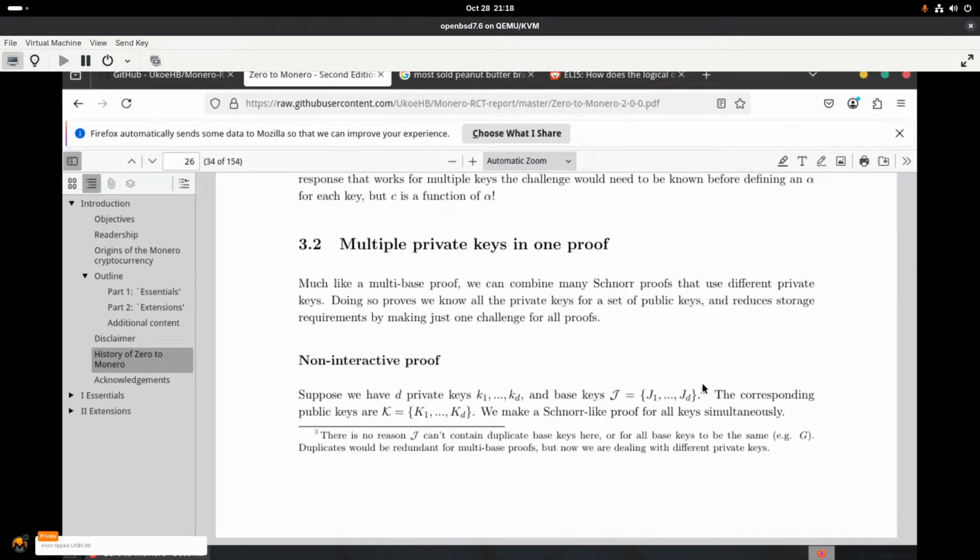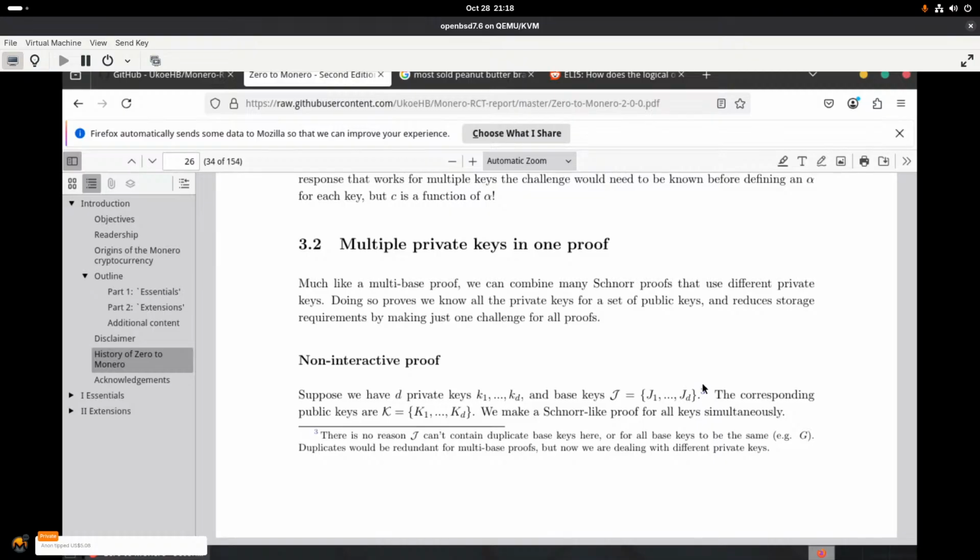Multiple private keys in one proof. Much like multiple base proofs, we can combine many Schnorr proofs that use different private keys. Doing so proves we know all the private keys for a set of public keys and reduces storage requirements by making just one challenge for all proofs, non-interactive proofs.